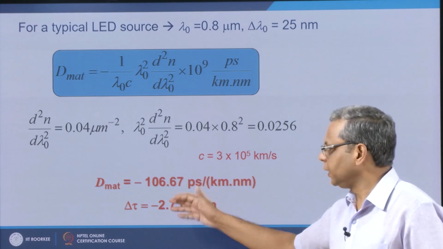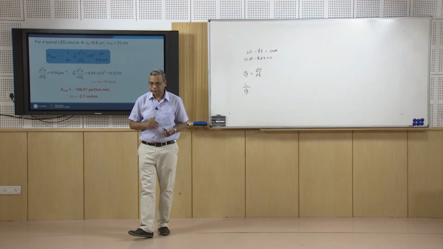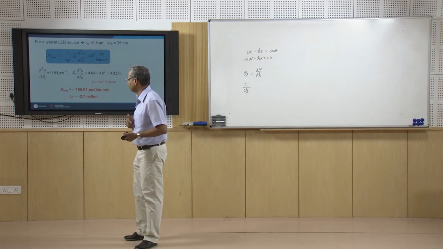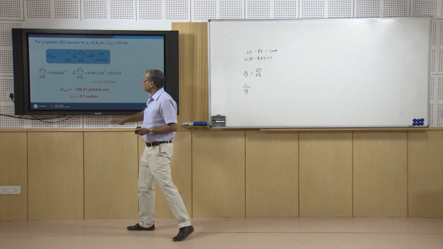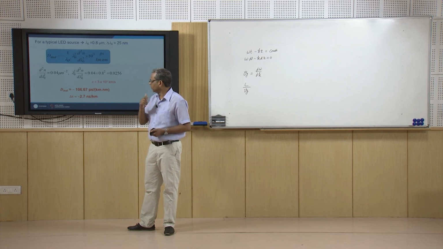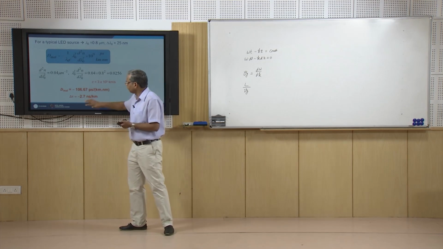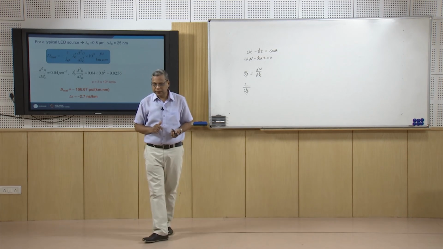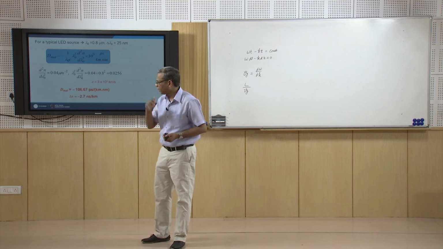Well, broadening would always be, I have to take the magnitude of that. This dispersion coefficient is negative. What is the meaning of negative and positive? We will learn as we go along, but there would be a broadening of about 3 nanoseconds every kilometer.